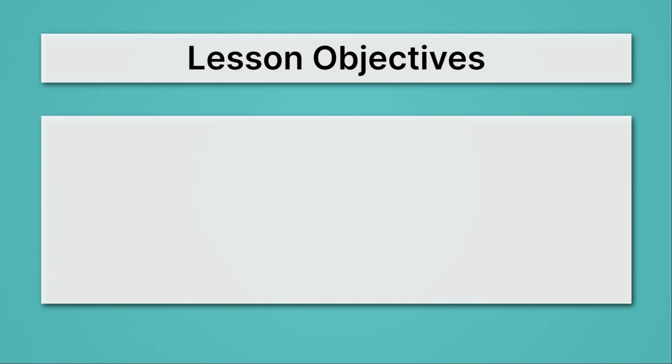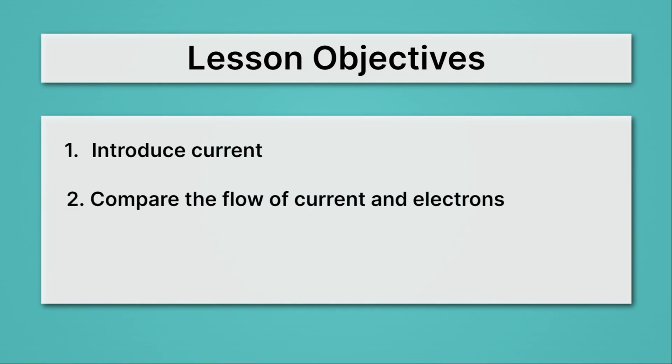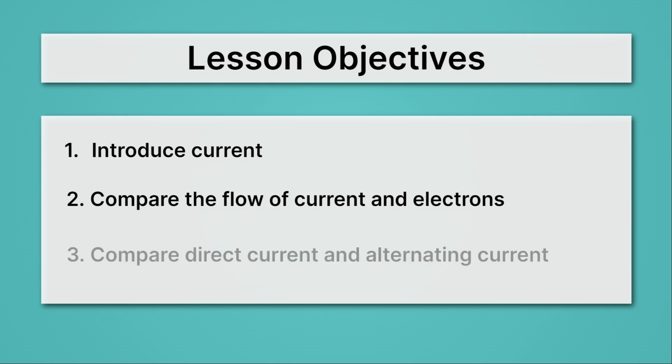Let's begin by reviewing our lesson objectives. First, we'll introduce current. Then we'll compare the flow of current and electrons, which strangely turns out to be a little different. And lastly, we'll compare direct current and alternating current.